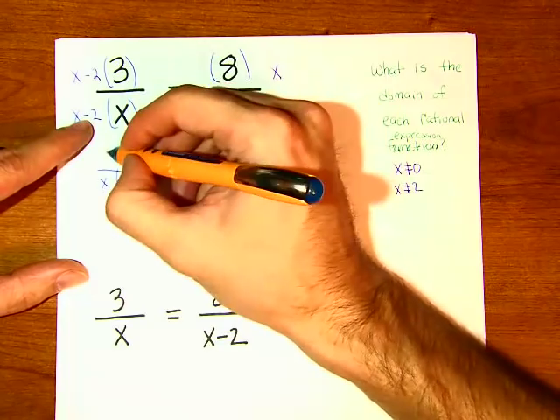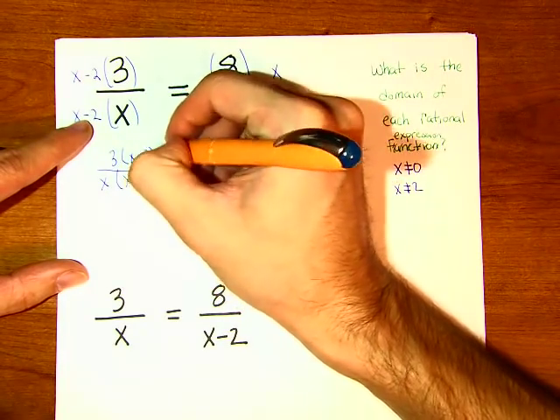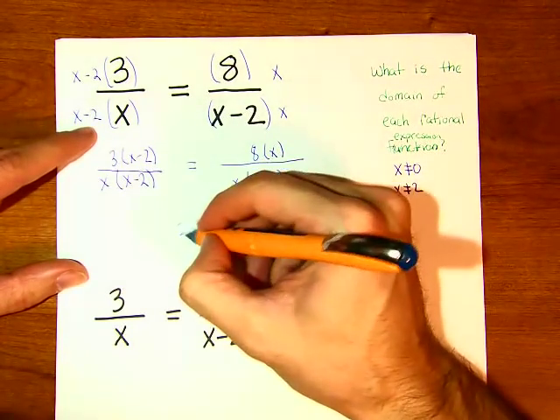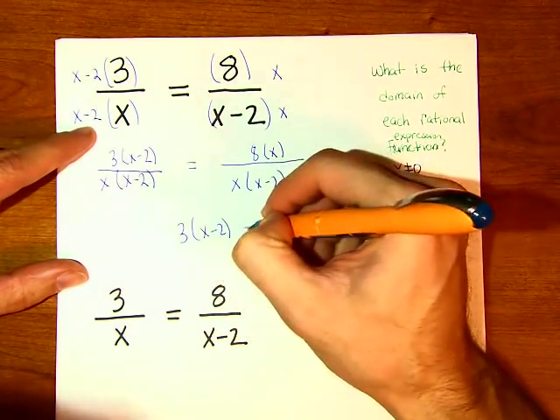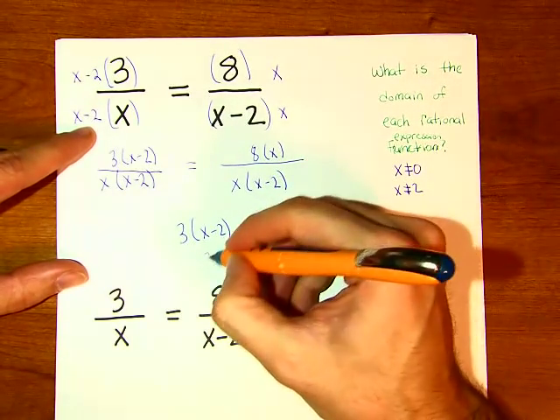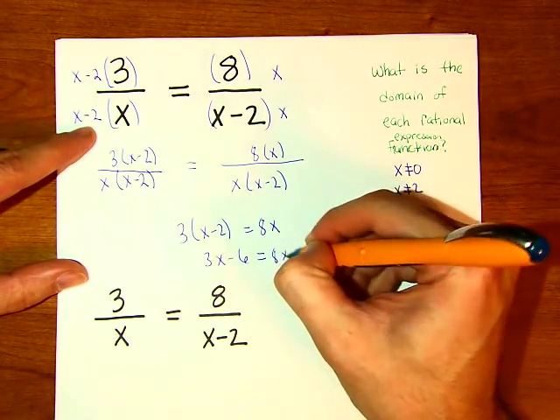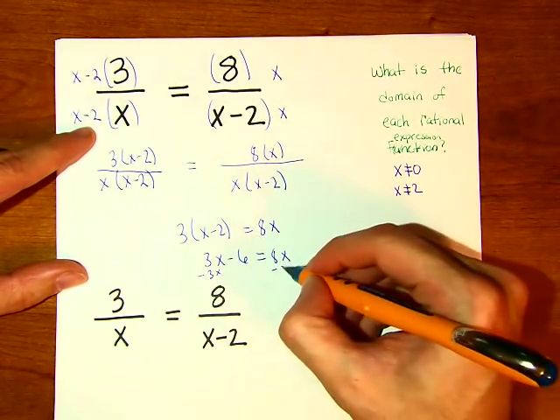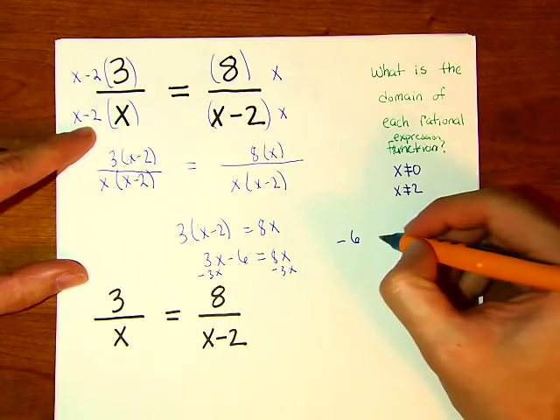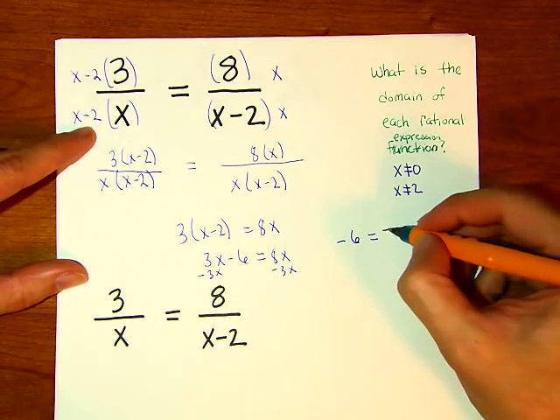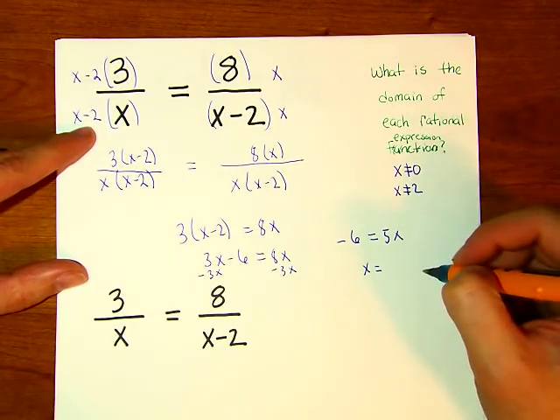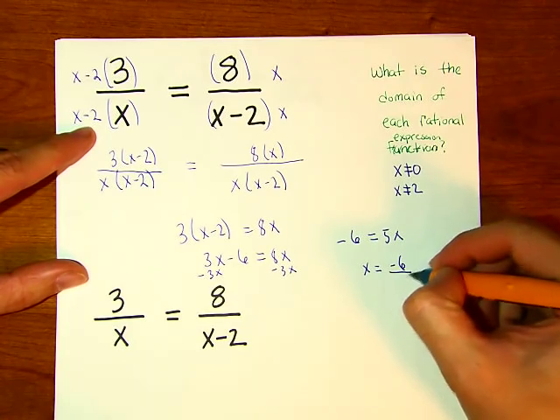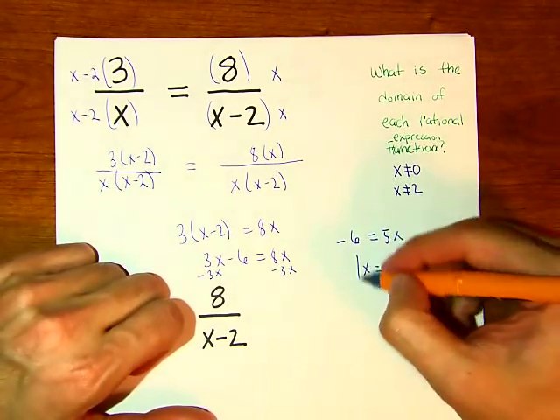So this is 3 times x minus 2, and this is 8 times x. Now we could just say that 3 times x minus 2 is equal to 8x. That implies that 3x minus 6 is equal to 8x. Then if we do minus 3x, you have minus 6 is equal to 5x, and x is equal to, divided by 5, negative 6 over 5. And that is our final solution.